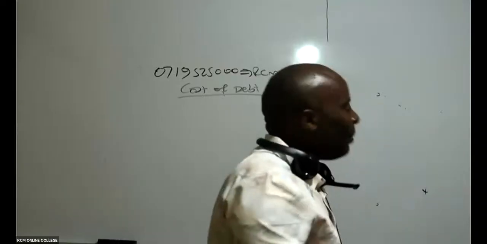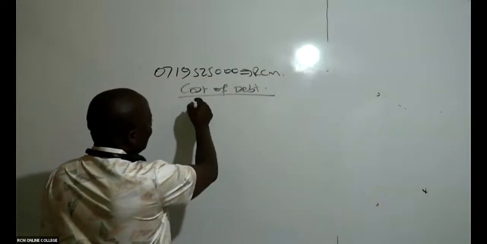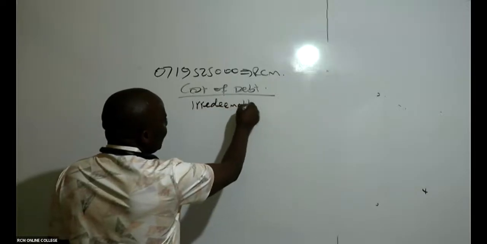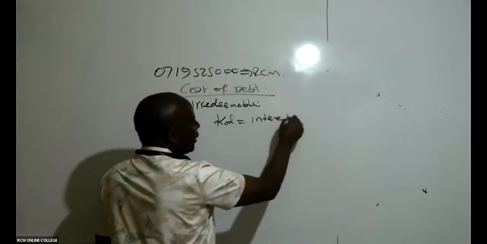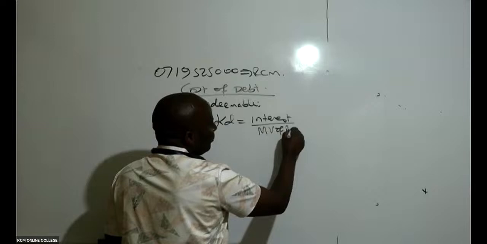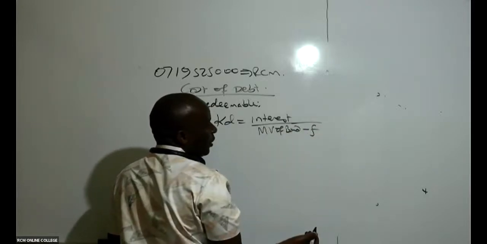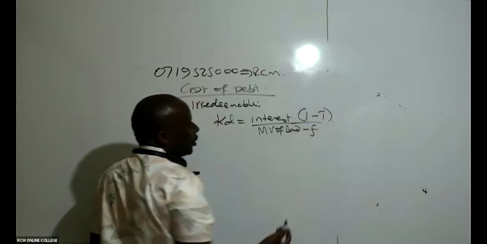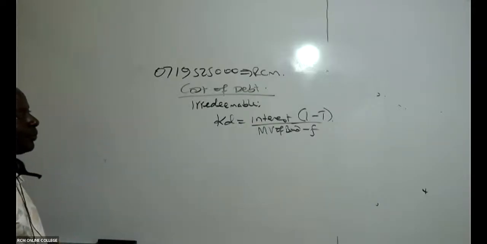Because if it is irredeemable, what I will do, I will simply come and get my Kd. Then my Kd is very easy. I will take the interest, divide this by your market value of bond, minus any flotation cost if there is. And this interest must be after what? After tax. The interest there must be after tax.